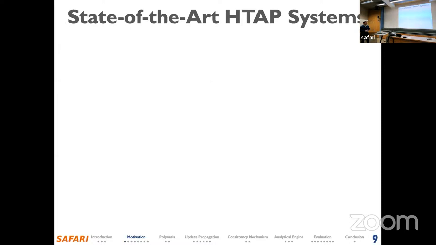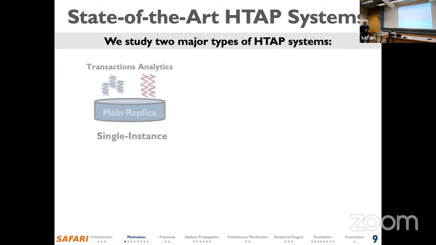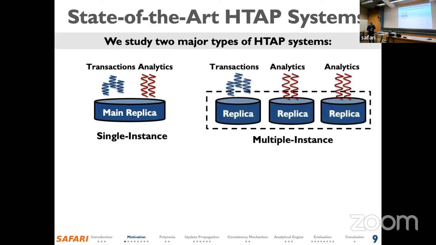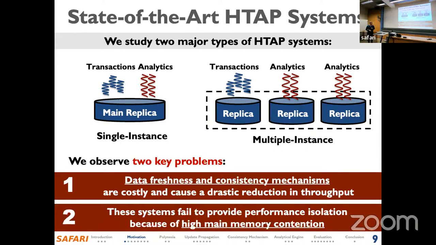So I'm going to show some analysis that we did of state-of-the-art HTAP systems that corroborates what I just said. We studied two major types of HTAP systems in this work. What we call a single instance system, where both transactional and analytical engines run on the same copy of the data, and also what we call a multiple instance HTAP system, where each one of the engines, transactional and analytical, runs on its own copy of the data, or replica. We observe that both of those systems are not optimal. Often data freshness and consistency mechanisms are quite costly and can cause a reduction in throughput. And at the same time, providing performance isolation can be quite challenging and also affects memory contention.